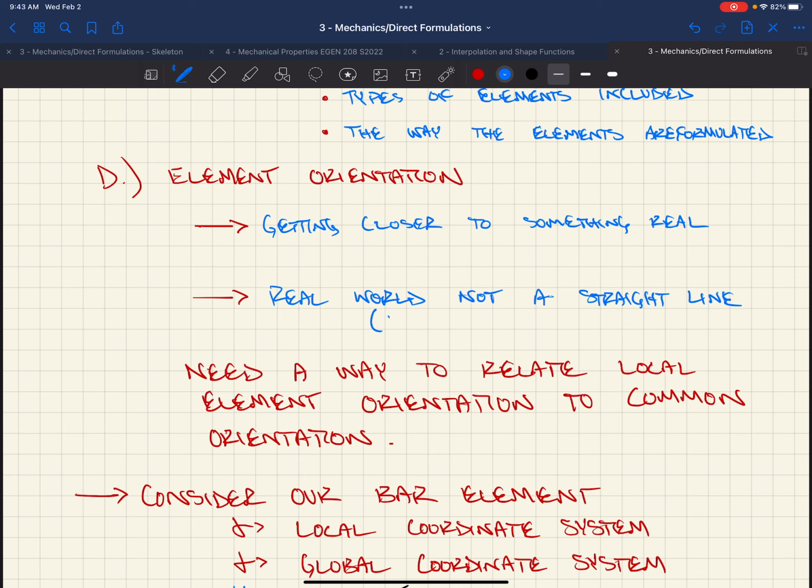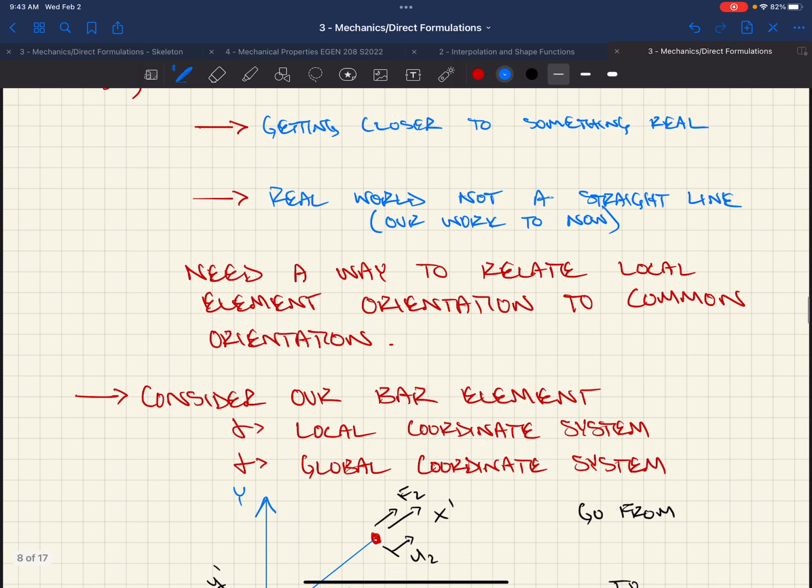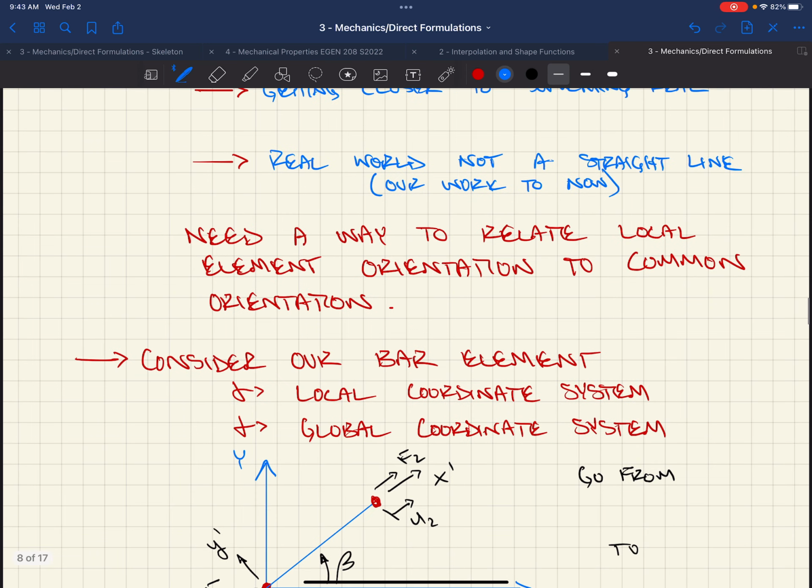Right, and this is our work till now. Everything was very simple. Everything was in line with each other. So we need a way to relate local element orientation to a common orientation, or what we would call, right, this would be with respect to global orientation.